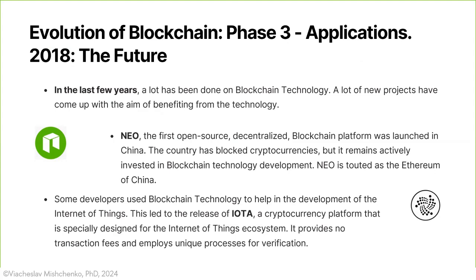For example, take NEO, which is usually called the Ethereum of China. I've been following its development closely, and what makes it remarkable is its position as the first open source decentralized blockchain platform in China. One development that I find particularly exciting is the intersection of blockchain with the Internet of Things. Therefore, let me tell you about IOTA. It's a perfect example of how blockchain technology is evolving to meet specific needs.